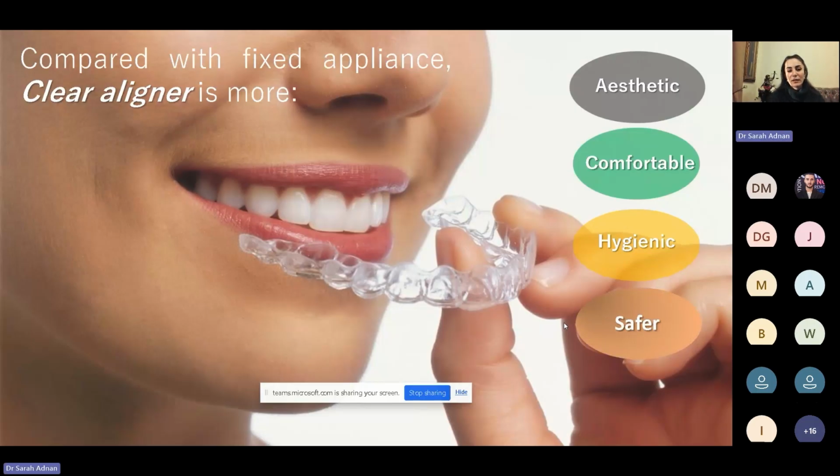Also, clear aligners are considered a safer appliance because there is less trauma and less laceration. There are no arch wires and no brackets, so there is less injury and it is safer generally. Also, clear aligners reduce treatment time and chairside time because there is less management of wires and appliances and injuries, and less frequent patient monitoring due to emergencies.